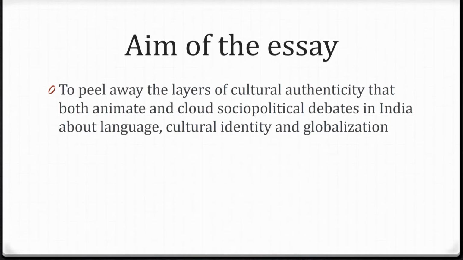The moment we begin to talk about literature, it becomes difficult not to address questions of language, because literature is written in language, and which language, whether it is a translation, it becomes a complicated territory altogether when we talk about language and literature in India. It is rather late into the essay that Sadana tells us about the aim of this essay, to peel away the layers of cultural authenticity. She keeps talking about this term, layers of cultural authenticity that both animate and cloud socio-political debates in India about language, cultural identity and globalization.